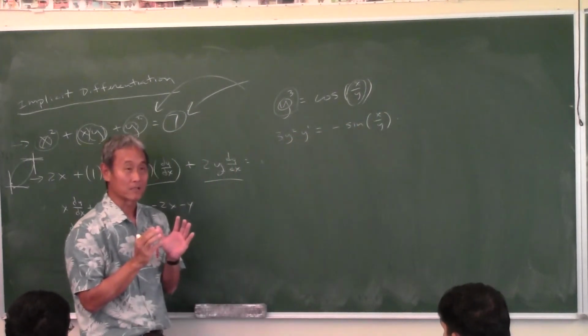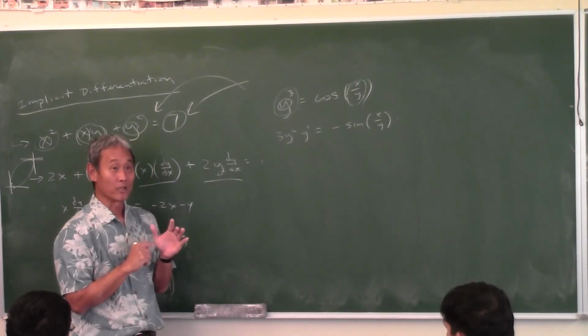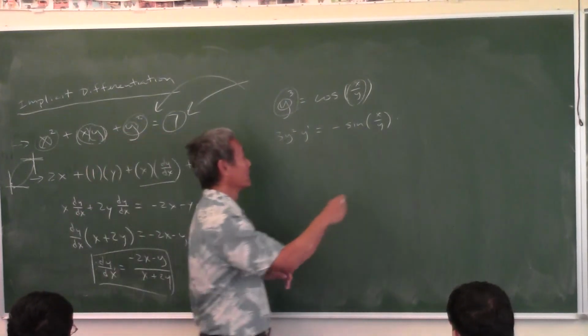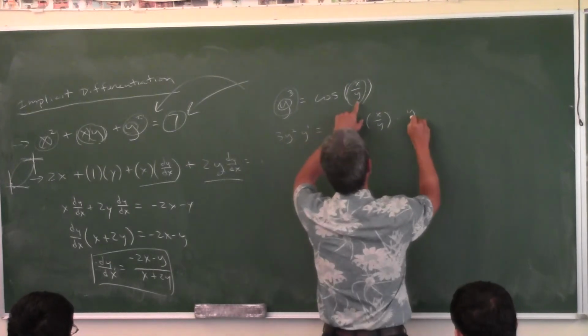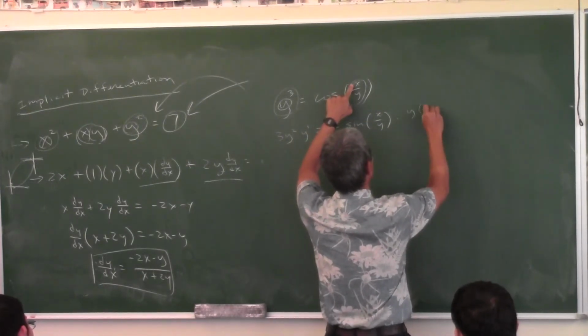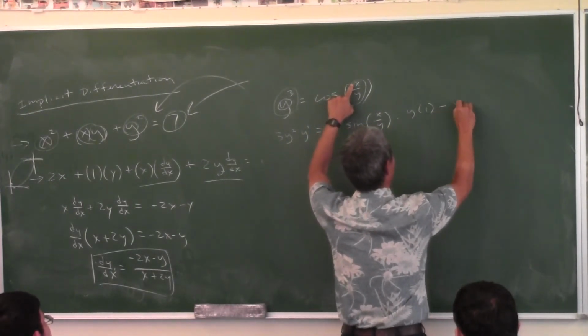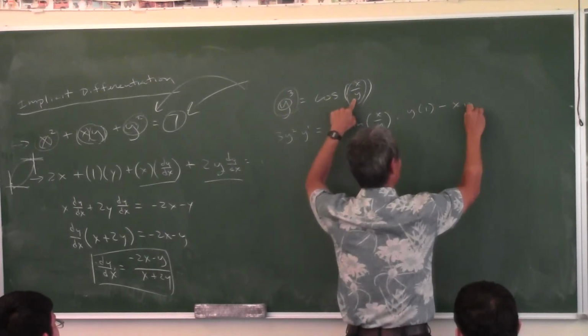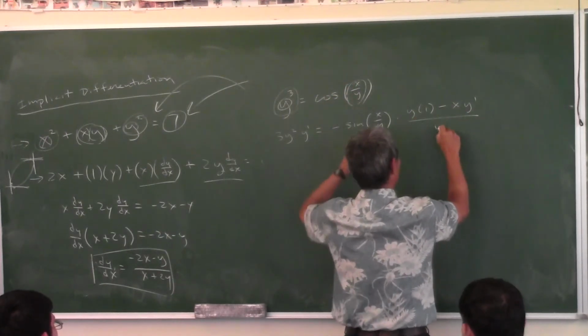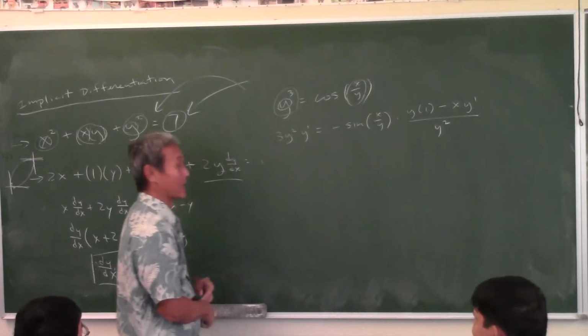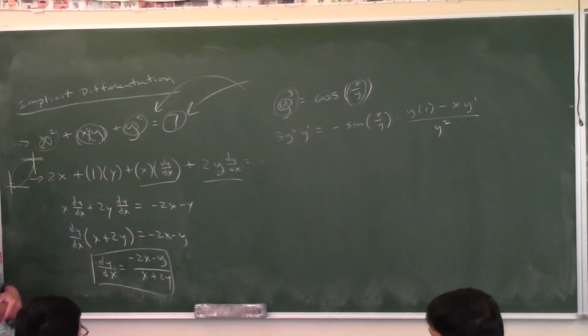Now look at the box. Oh, it's a quotient. I gotta use the quotient rule. Low d high, which is 1, minus high d low, y prime, all over denominator squared. There you go, that's the most important step. And of course, can I trust your algebra to solve for y prime?